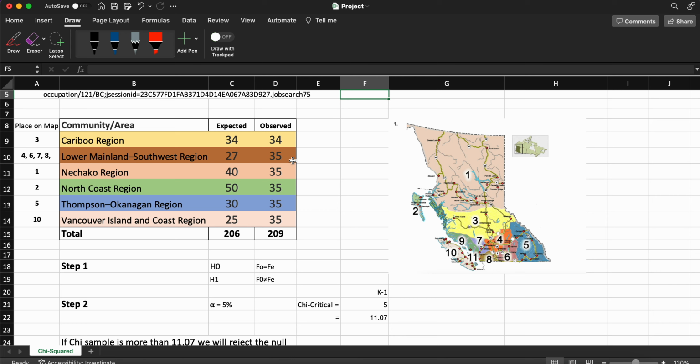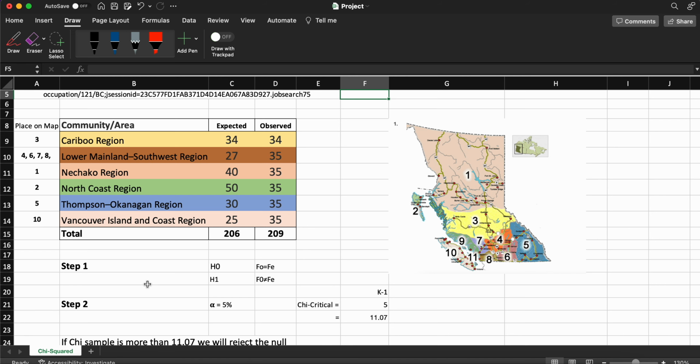And so I expected the northern and middle regions to earn more than the lower southern part of BC. Especially in the North Coast and northern regions, it's like 40 and 50 compared to 25 and 30 in the southern regions. And then these are my observed values.